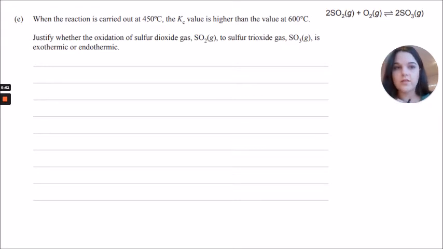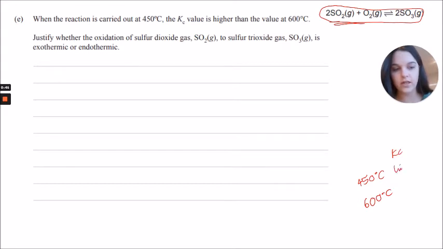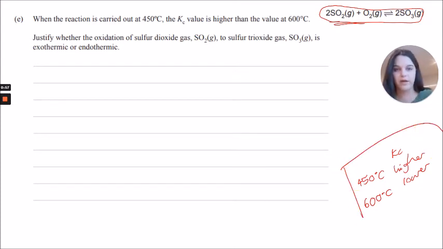So let's have a go at this question here regarding temperature changes. We've got this reaction here, SO2 plus oxygen going to sulfur trioxide. When the reaction is carried out at 450 degrees, the Kc value is higher than the value at 600 degrees. There's a whole lot of words here, a whole lot of information. I'm just going to write this down in a way that makes a bit more sense to me. So, at 450 degrees, that is where I was at, and I also go to 600 degrees. Kc is higher at 450 than it is at 600. This just makes more sense to me to help me plan my answer.